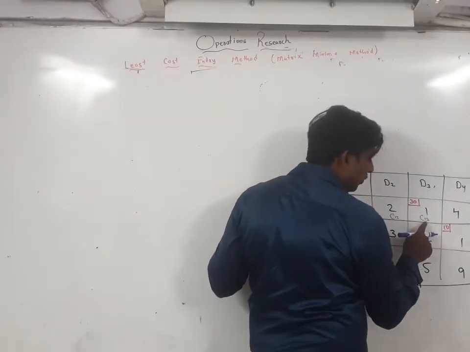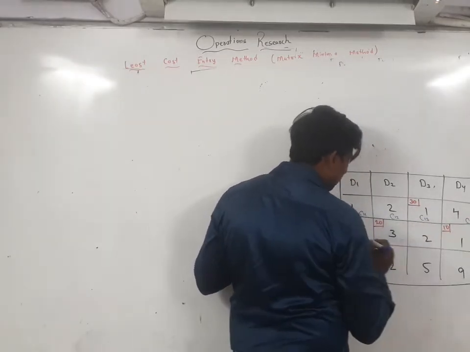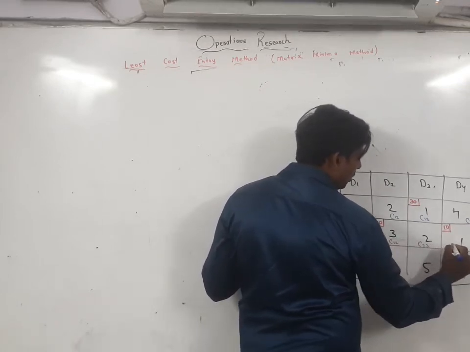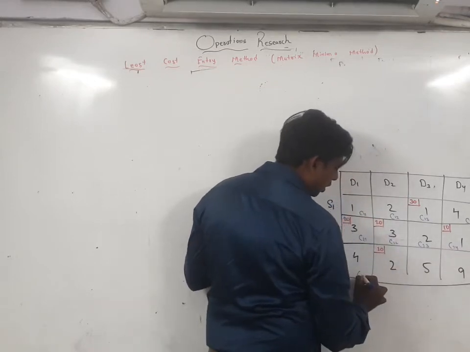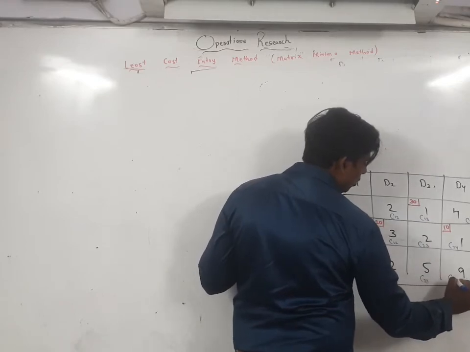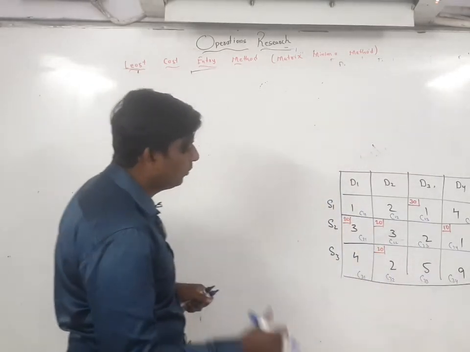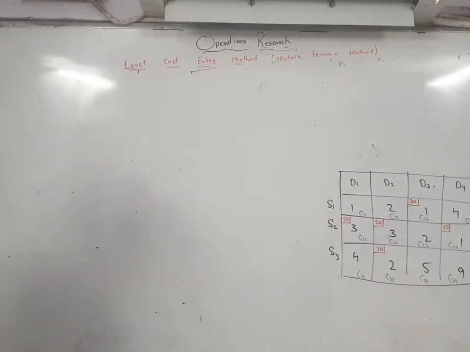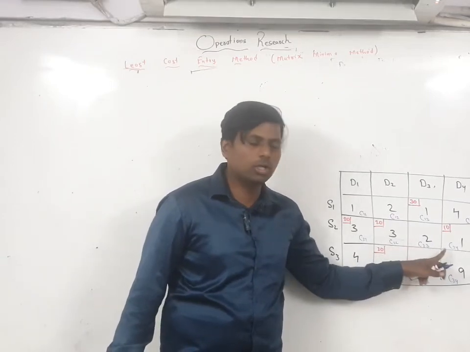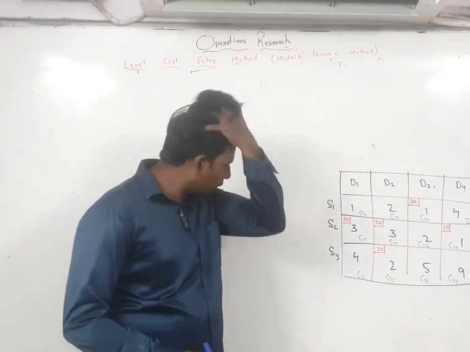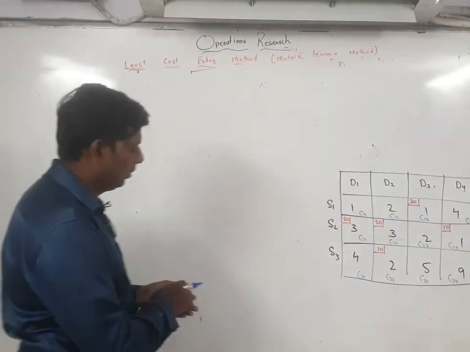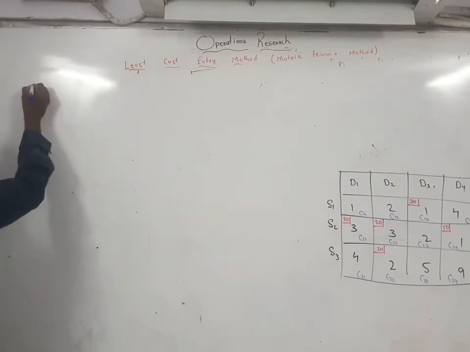First row, second column. First row, third column. First row, fourth column. Second row, first column. Second row, second column. Second row, third column. Second row, fourth column. Third row, first column. Third row, second column. Third row, third column. Third row, fourth column. Then after that, here you have to write the allocation.